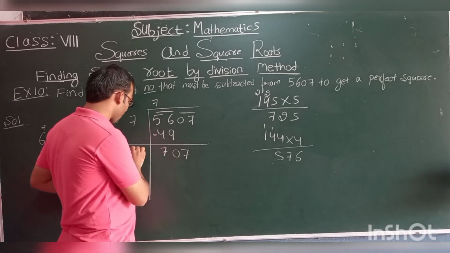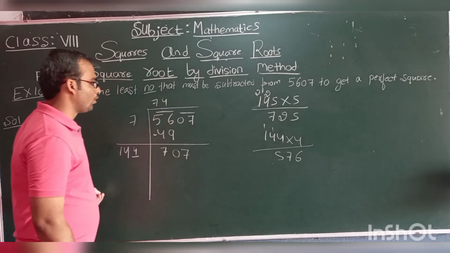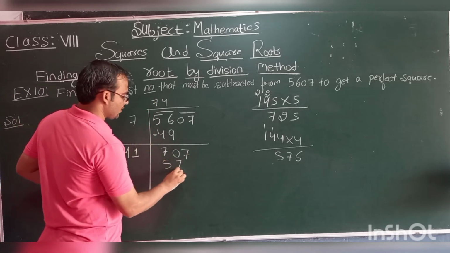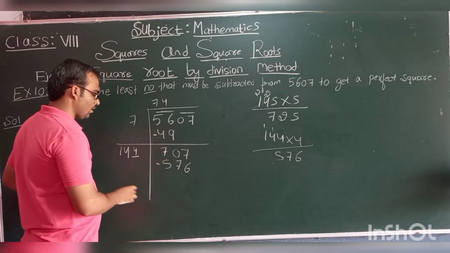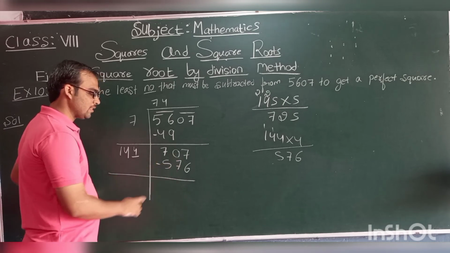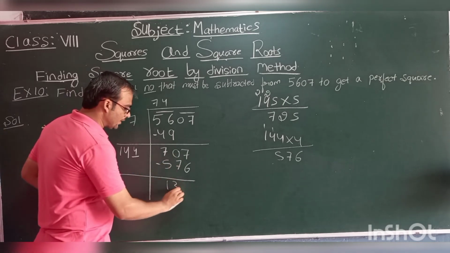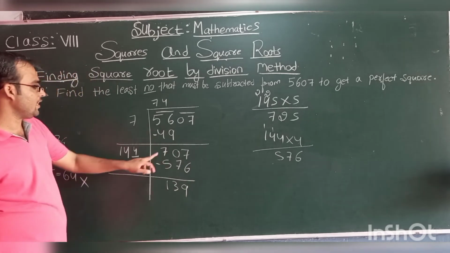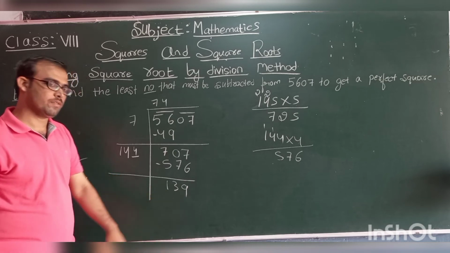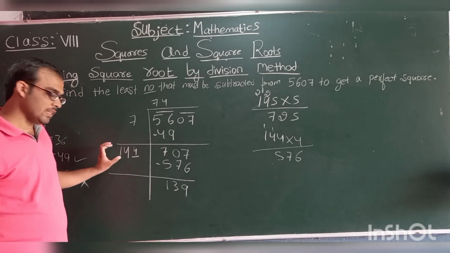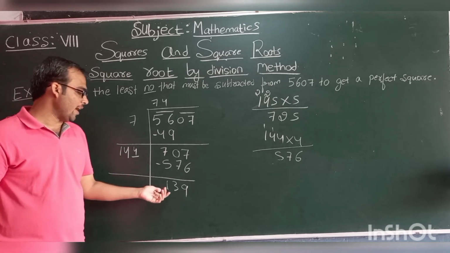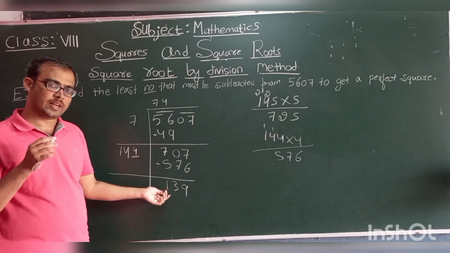So here 4. 144 into 4 is what? 576. So now 707 minus 576 is what? 139. When we subtract these two numbers, we are getting 139. Students, we cannot divide this one further. Why? Because here the divisor is greater than the remainder. Now here we have got 139 as a remainder.